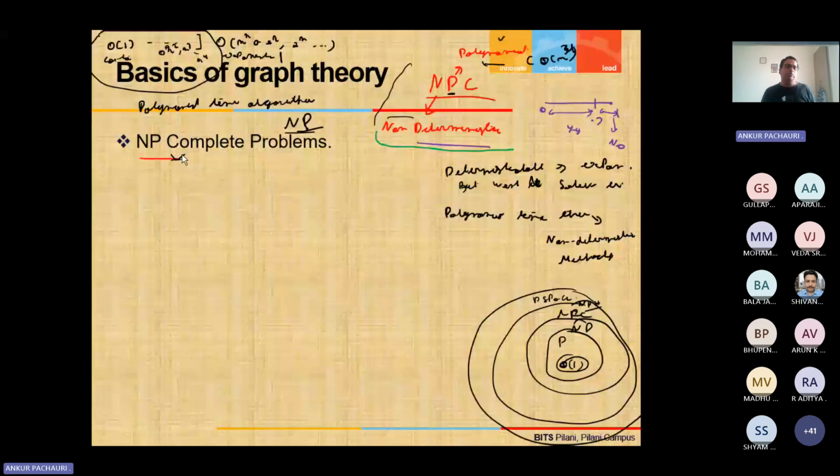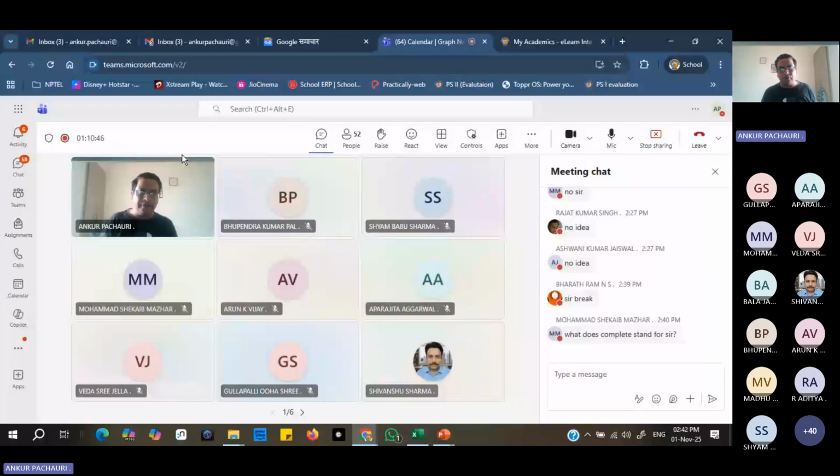What does NP complete stand for? No, this I didn't have an answer for Shakib on this. What does complete stand for? I need to think of it.